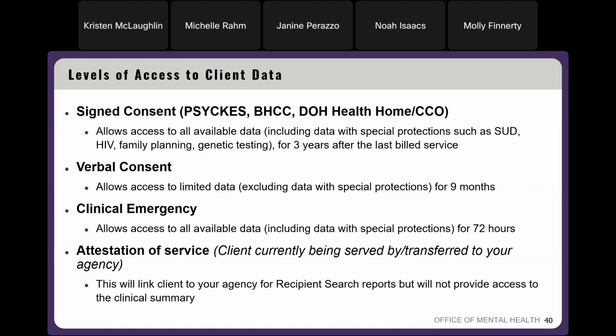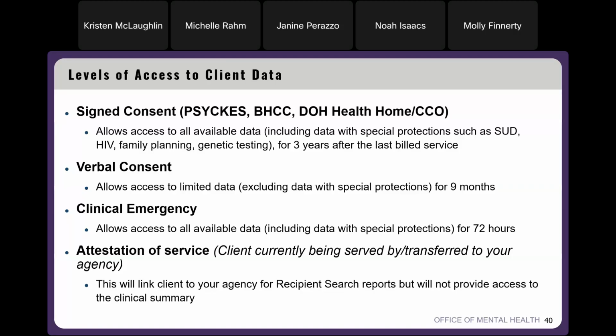We then have the clinical emergency, right? Someone shows up in my ED, maybe they're in such a crisis that this is not going to be something where they're going to be able to sign the consent form, and they're at risk of harming themselves or somebody else. It's an imminent risk that they could harm themselves or somebody else. That's when we have the break the glass situation. So this allows our providers to access all available data for that client, including special protected information, but for that limited duration of 72 hours.